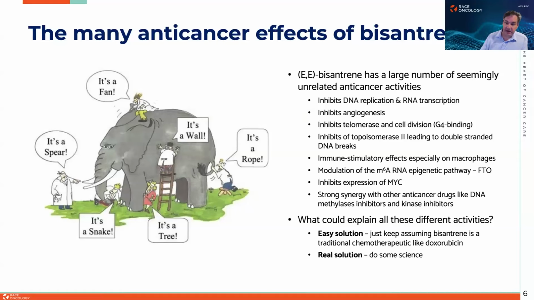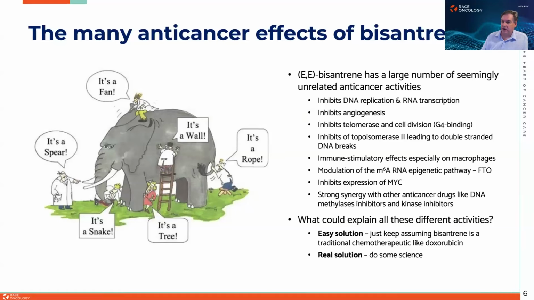They also modulate the m6A RNA epigenetic pathway, which we've spoken about many times in the past. Importantly, it's very important in the regulation of MYC. So we saw that MYC came down when we added Bisantrene. This was seen by other groups as well. It's not just us. But how do we explain it? And then we saw a lot of synergy with other anti-cancer drugs with no real rhyme or reason to them, particularly kinase inhibitors and methylase inhibitors. And all of those go together to make you ask, well, gee, how do we explain all of this?